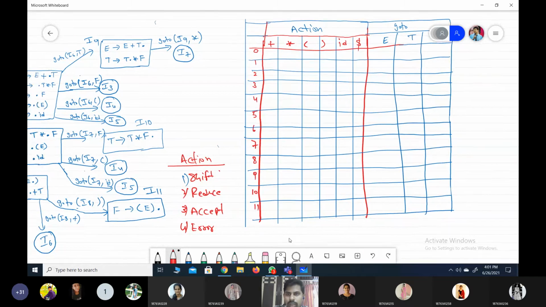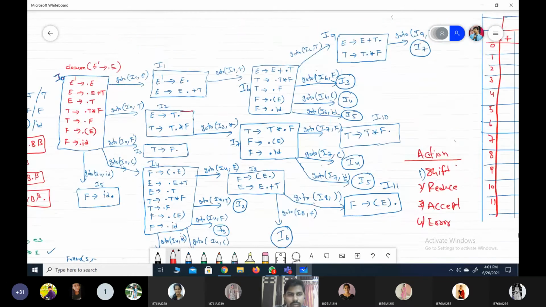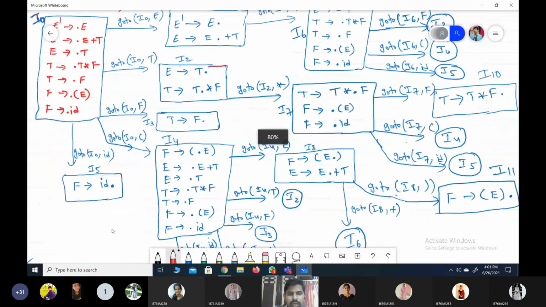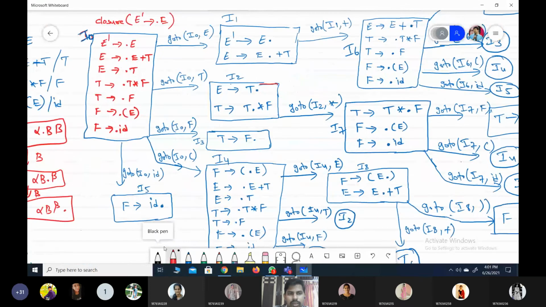Okay. So cross-check with the I0 state. We will fill the entries for the I0 state. Cross-check with only the I0 state. On the I0 state, is there any non-terminal that we have applied on that state?